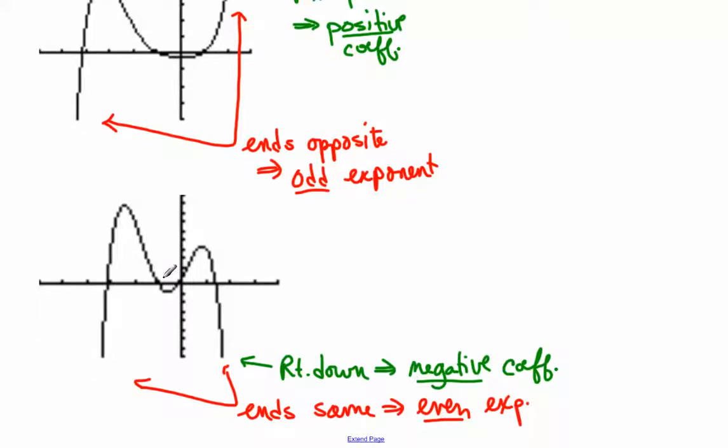And then down here, let's see, well, the right side's down, so I'm dealing with a negative number, and because both sides do the same thing, we must have an even exponent, so maybe like a negative 3x to the fourth or something like that.